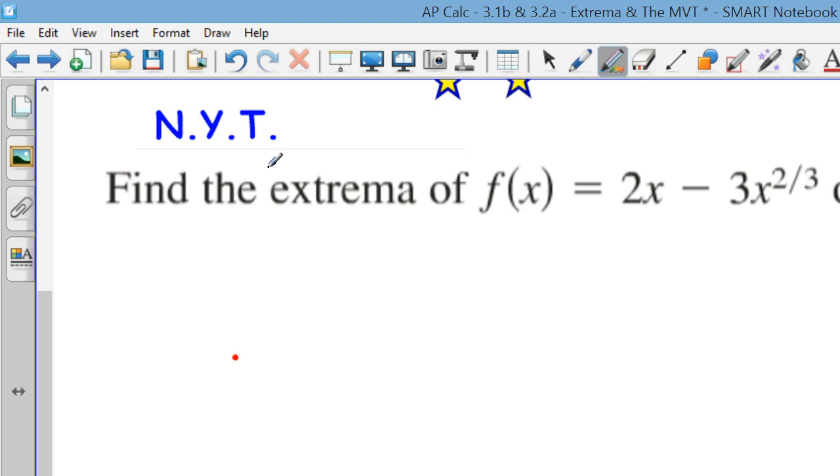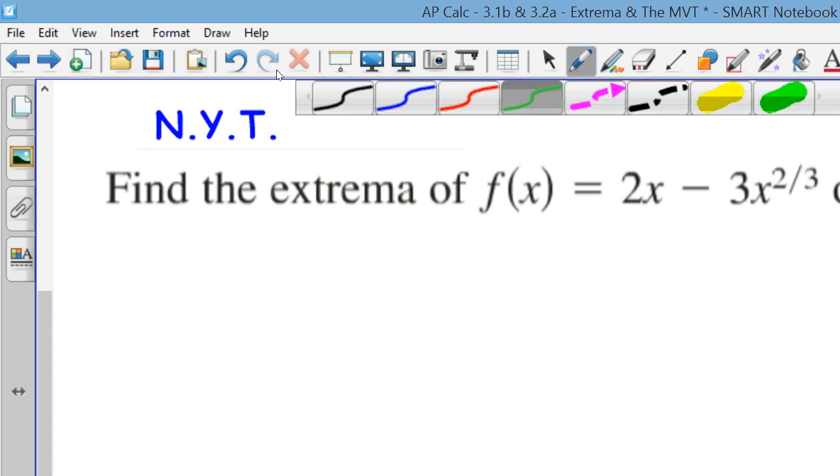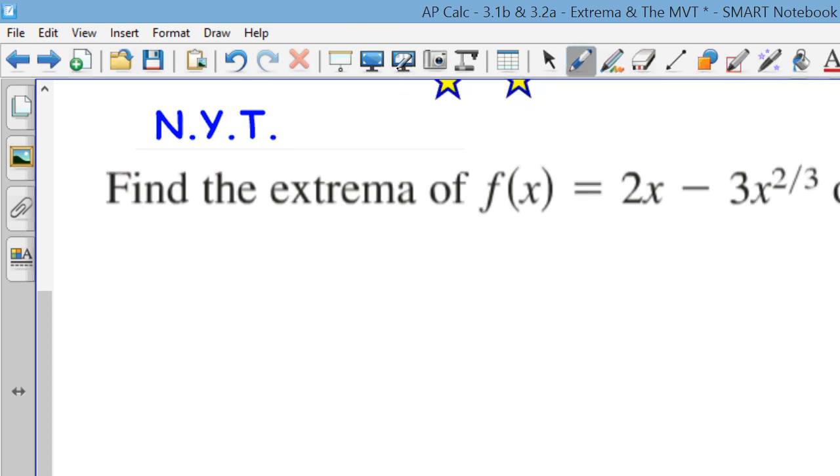Okay, so pause the video, try this problem right here, find the extrema on the interval. If you don't know how to do this problem, I would go back to the video 3.1a and go through that example. It will give you all of the steps, or just look at your notes. So 3.1a will tell you how to do this. Sorry, this new touchpad is going to be tricky. So pause the video, give that a shot.